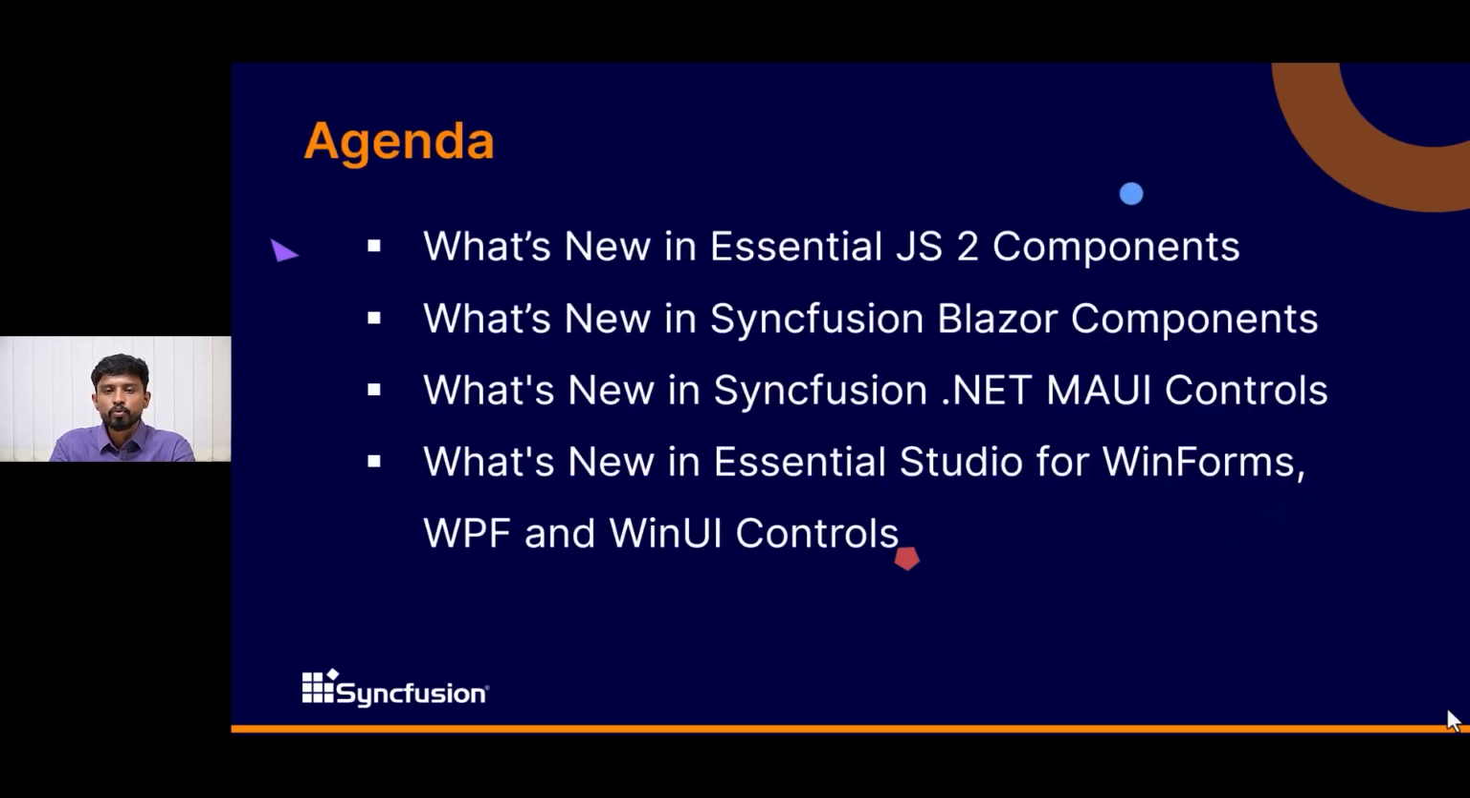First, we will explore what's new in Essential JS2 components, including the exciting new block editor for creating rich structured content in your JavaScript and React web apps. Next, we will dive into what's in Syncfusion Blazor components, showcasing the powerful Blazor spreadsheet that brings Excel-like functionality to your web applications. Then we will move to the mobile part. That's what's new in Syncfusion .NET MAUI controls, featuring new tools like the dock layout. Finally, we will cover what's new in Essential Studio for WinForms, WPF, and WinUI controls, which is the Windows part.